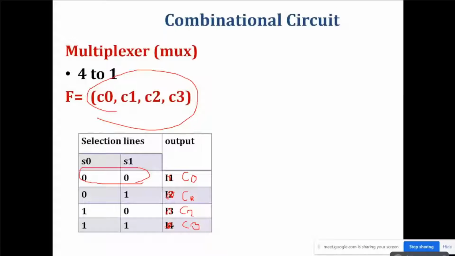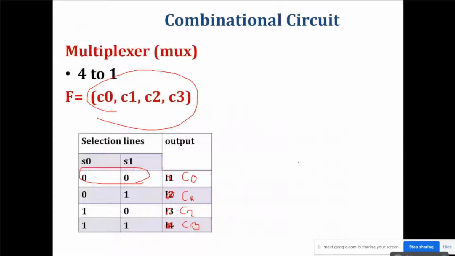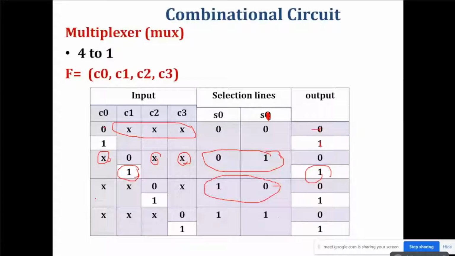So whatever value of C0, C2, C3 is there, we don't care about those values, because on the basis of the combination of the selection line, C1 is selected. If C1 is 0, output will be 0. If C1 is 1, output will be 1. For the next combination, 1 0, C2 is selected. Whatever value of C0, C1, C3 is there, we don't care. If C2 is 0, output is 0, if C2 is 1, output will be 1.